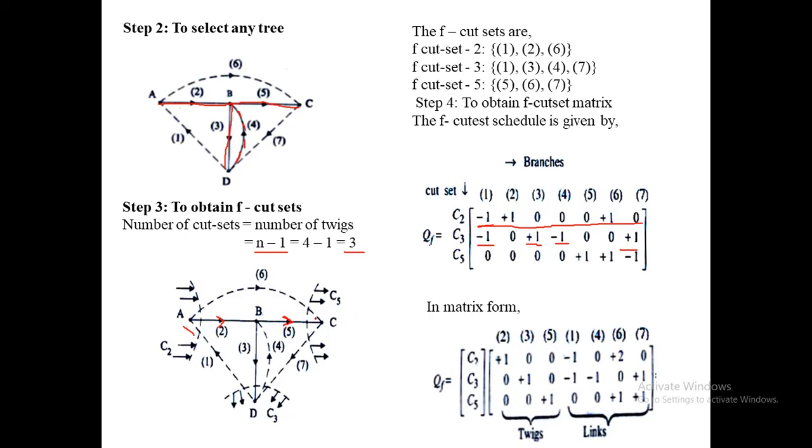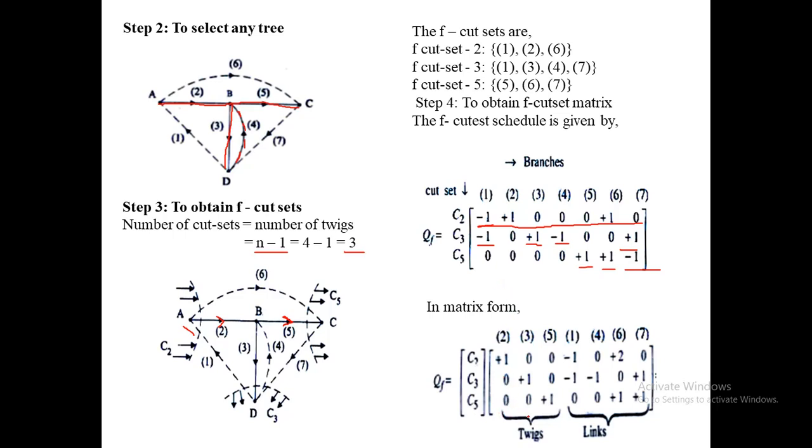Here consider the cut set 5. Here this direction for 5 is the same, +1. Then 7 is opposite, -1. Then 6 is the same, we can put +1. Remaining values are 0. Here we also have to write the identity matrix.